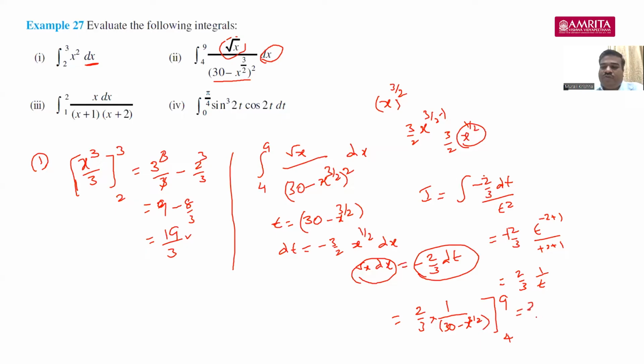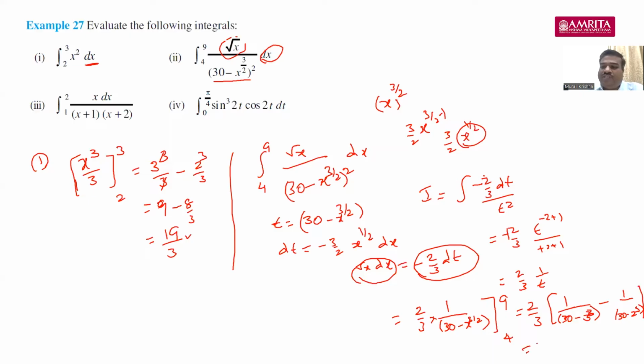So 2 by 3 times of 1 by 30 minus 9, if you substitute, this is 3 square, which is 3 cube. 3 square power 3 by 2 is 3. 3 square and by 2 will get cancelled and 3 cube will be balanced. So 3 cube minus 1 by 30 minus 4, if you substitute 2 square, which is 2 cube. 1 by 30 minus 2 cube.